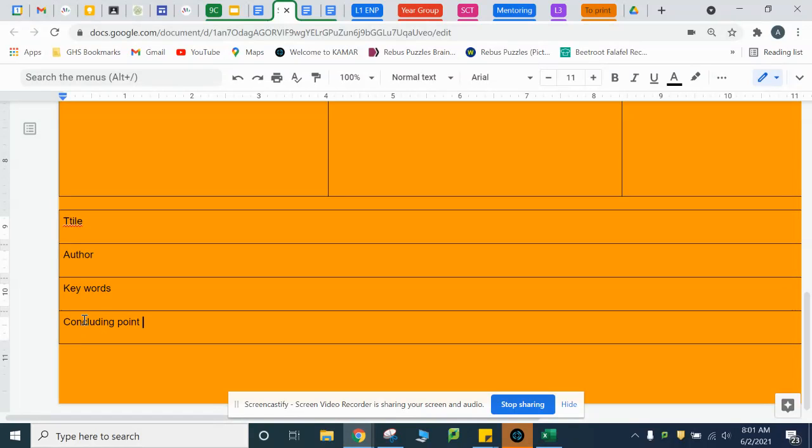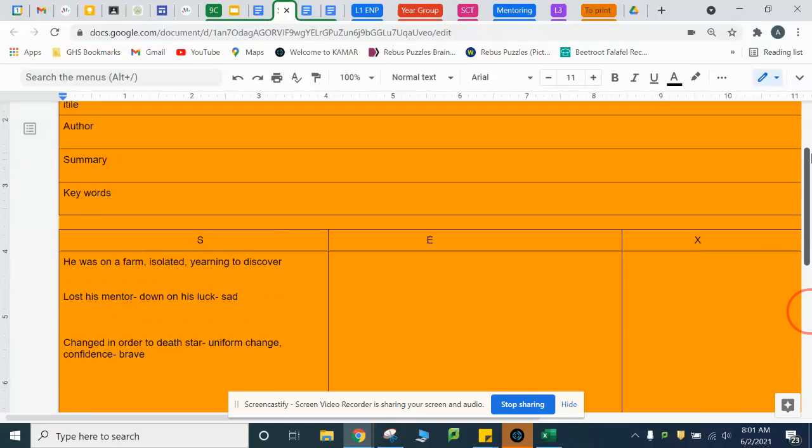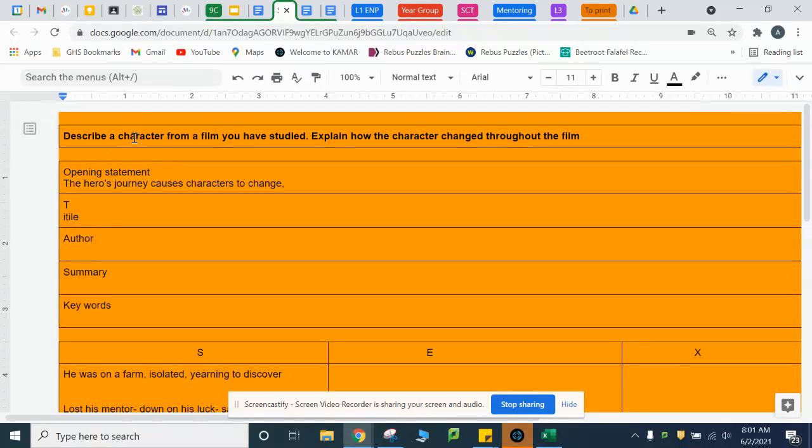Okay, so we start off with the title of our film, which of course will be your film, but for my example here it is Star Wars. So in the film Star Wars, directed, here is the author, by George Lucas. And then this is where we go back to the keywords from the question. Our keywords from the question are describe a character and explain how that character has changed throughout the film. Those are our keywords there.